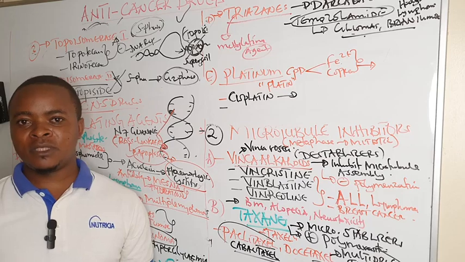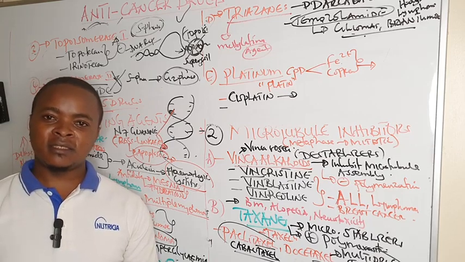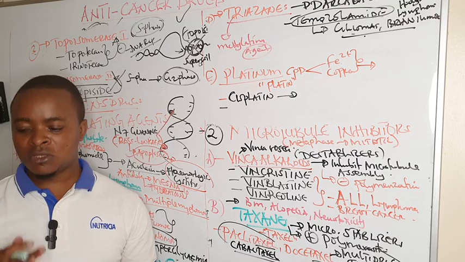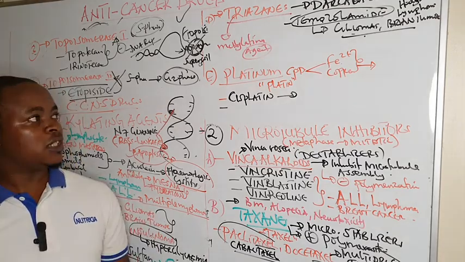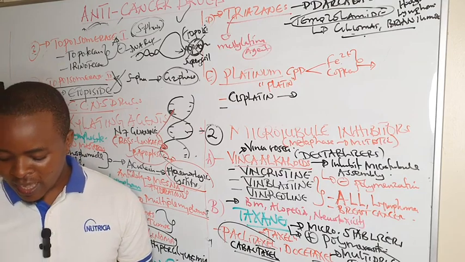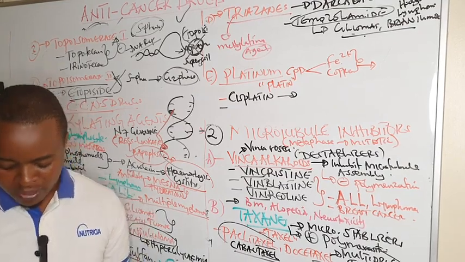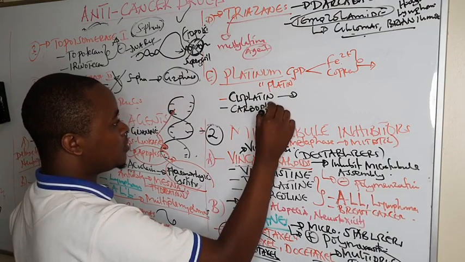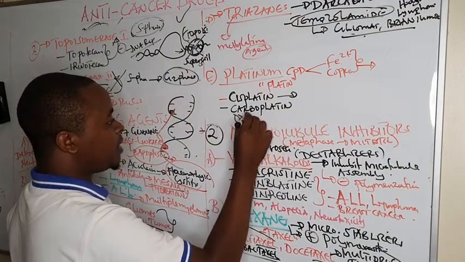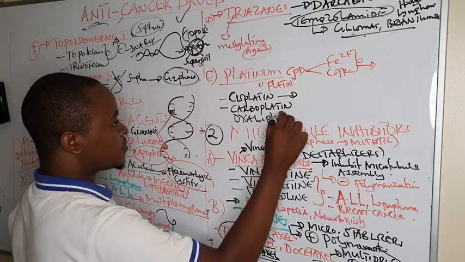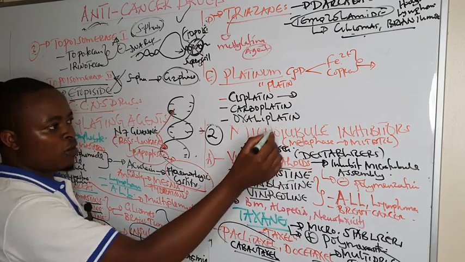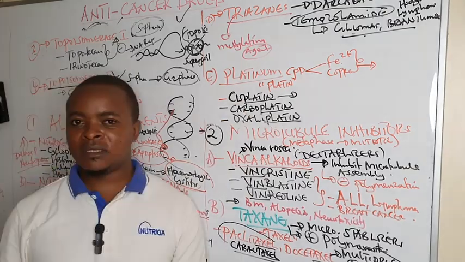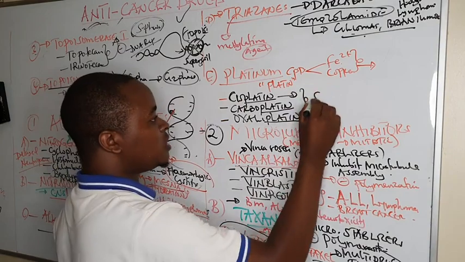solid tumors. Tumors which can affect the lungs, the liver, the stomach, the colon, the ovary, the cervix. All solid tumors are treated using platinum analogs. And other examples of platinum analogs we have are carboplatin and oxaliplatin. These are the three examples we can see, all of them ending with the suffix platin because they are platinum compounds. So they are used in treatment of solid tumors.